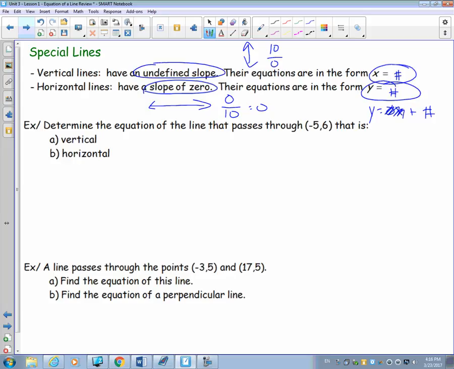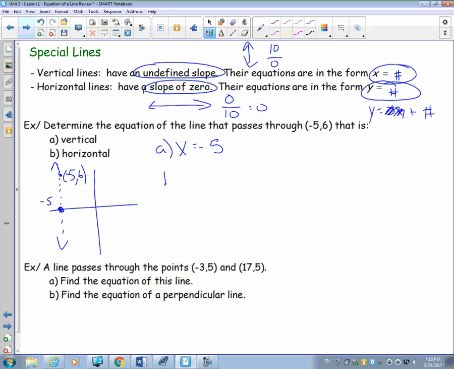Okay, so let's look at an example here. Determine the equation of the line that passes through -5 and 6. That is vertical and horizontal. So let's draw that. -5, 6 is here. A vertical line that goes through it has to go through -5 and 6 to this point right here. Well, what is that point? That's where x is -5. So the vertical line is just x equals -5.